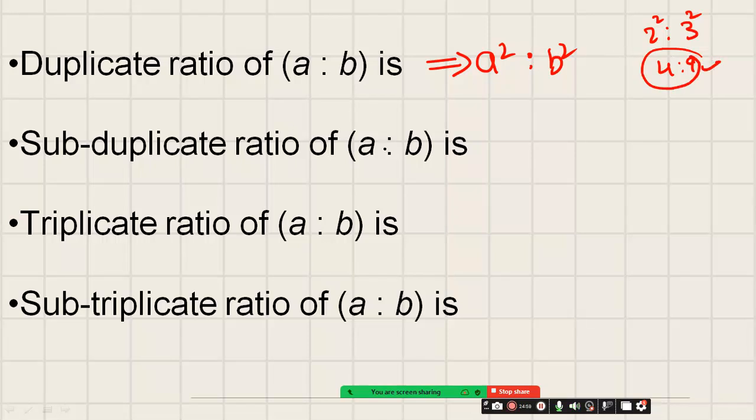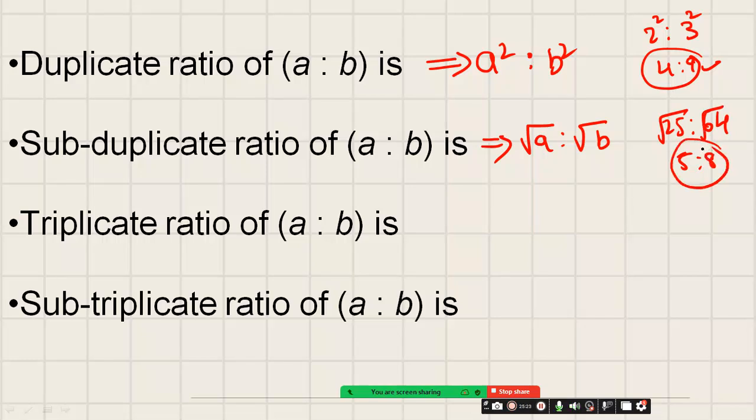Very good. Next, the sub duplicate ratio of A is to B is root of A is to root of B. For example, 25 is to 64. What is the answer, guys? Root of 25 is 5, root of 64 is 8. 5 is to 8, guys.